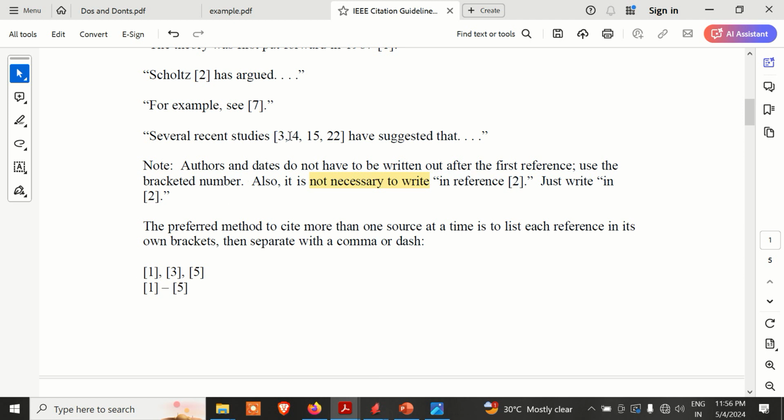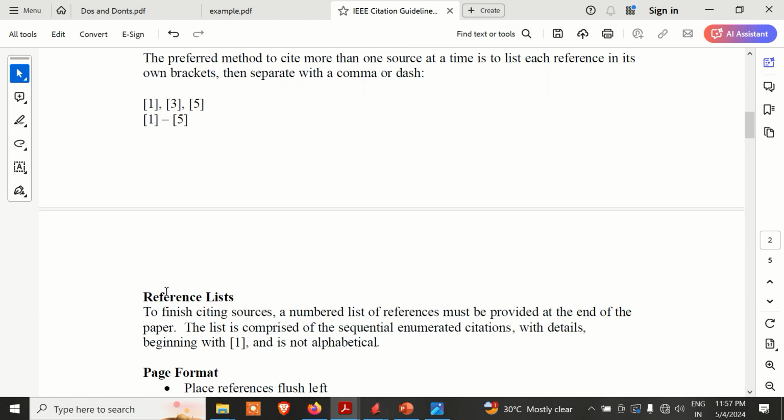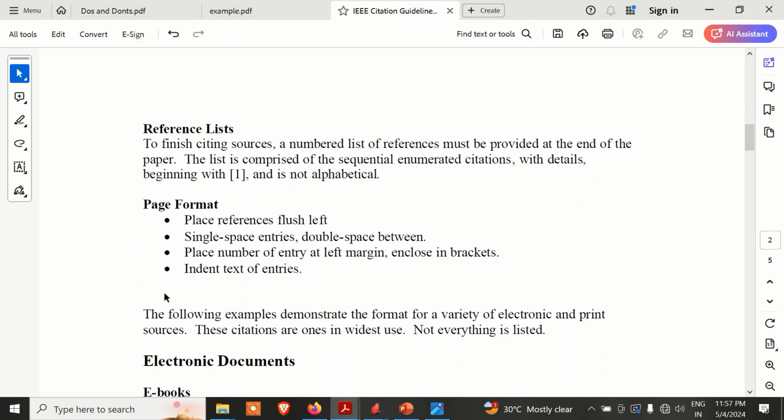So you can have either each reference with an opening and closing square bracket separated by a comma, or you can also have a hyphen if you have more than one reference.